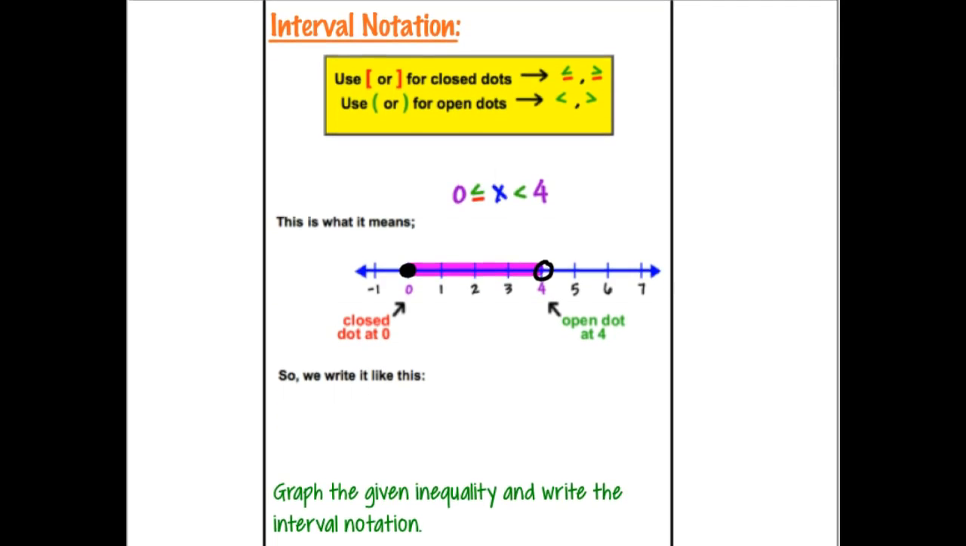So when we write this, we're going to have a bracket 0, comma 4, and then a parenthesis, because remember, when we have a closed dot, we need the bracket, and when we have an open dot, we need the actual parenthesis marker. And we're talking interval. So our interval goes from 0 to 4. That's why we write it this way. It is not an ordered pair, although if we have 2 open brackets, it might look as such.